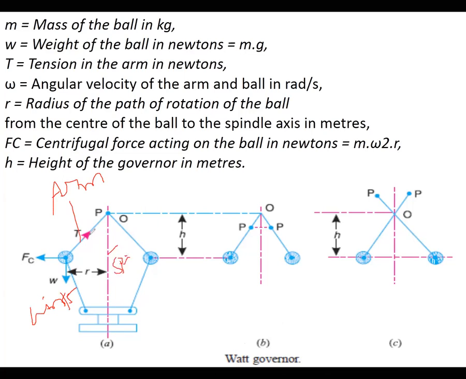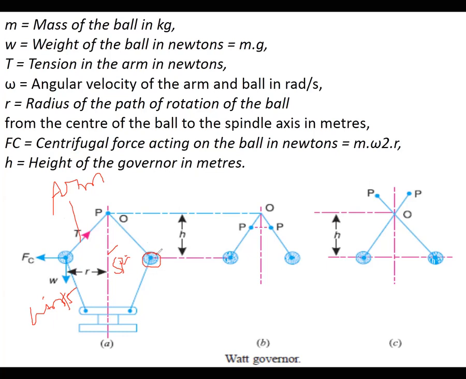These masses are negligible, so we are not considering them, fully avoiding these kinds of masses. Only the ball masses we are considering. Compared to the ball masses, these three kinds of masses are negligible here. So the arm mass, link mass and spindle mass we are not considering. If these masses were considered, we could not calculate the centrifugal forces here.